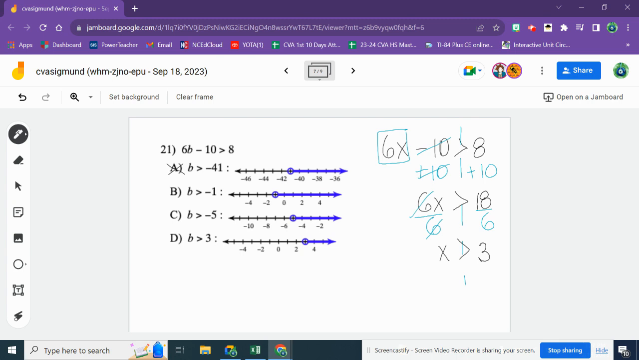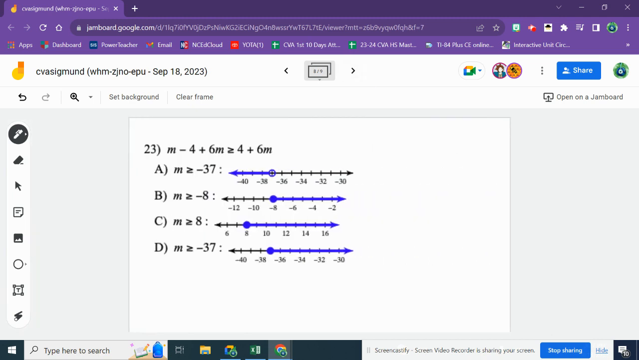And we have a B, x is a positive 3, or B in this case, because that's the variable they use, it is greater than a positive 3. There's our inequality, and it's to the right, which is perfect. So that's why that answer is correct for 21.